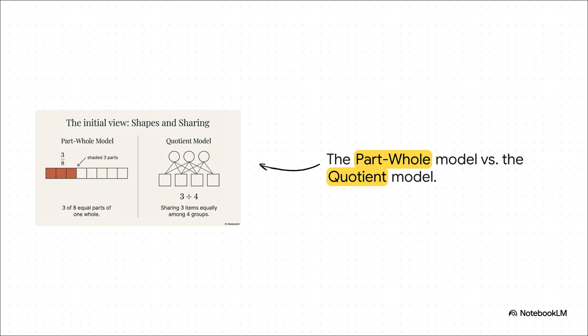But now, look over at the right. That's the quotient model. Here, 3 divided by 4 is asking a totally different question. How do you share 3 cookies among 4 friends? It's a completely different story, a different setup. But guess what? The answer for how much cookie each friend gets is the same number, 3/4. So different problem, same result.